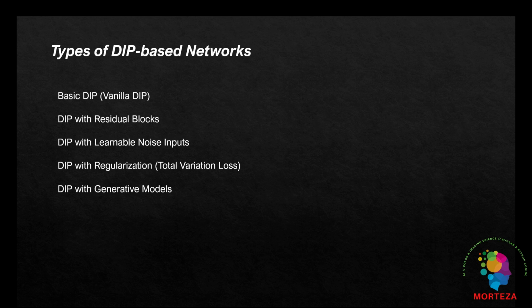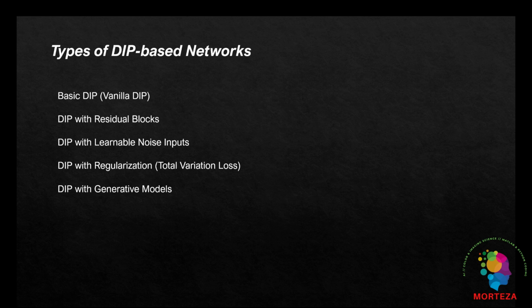DIP with regularization. Many DIP-based networks incorporate a regularization term such as total variation loss to encourage smoothness and prevent the network from producing noisy or jagged images. This type of DIP is helpful for tasks where preserving image structure is critical, such as in-painting and deblurring.